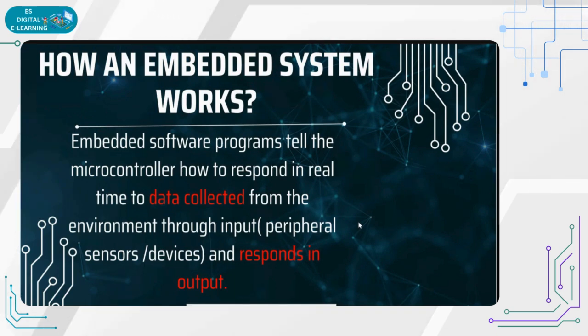If the sensor person is not coming, the sensor won't take the data. So whether taking the data or sending the data, that is the responsibility of the communication with respect to the devices, how it is establishing. So here the embedded software program tells the microcontroller how to respond in real time to collect the data from the environment through input devices like the sensors or any input switches. And based upon the input, you should act the output. So that is what the embedded system will do. Getting it right?